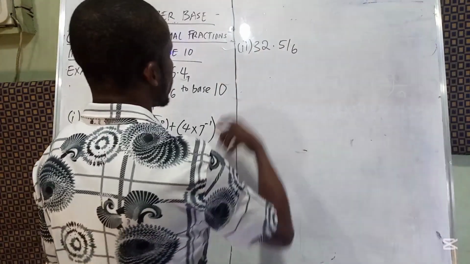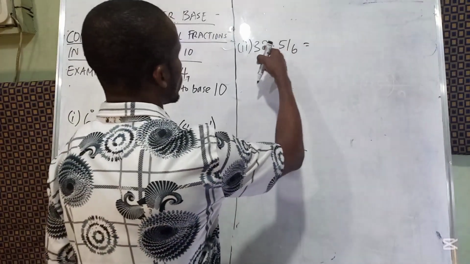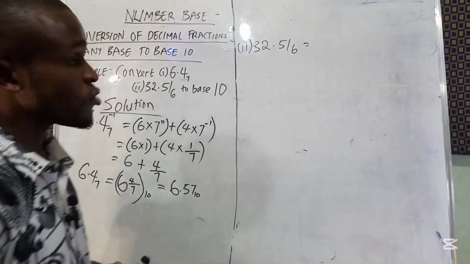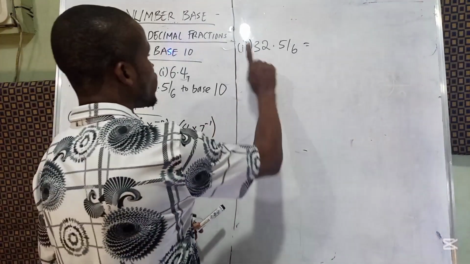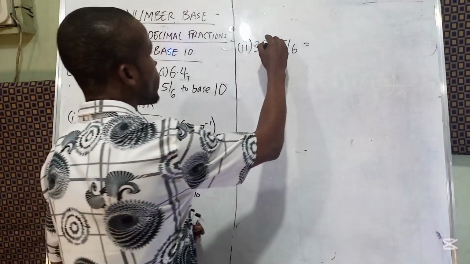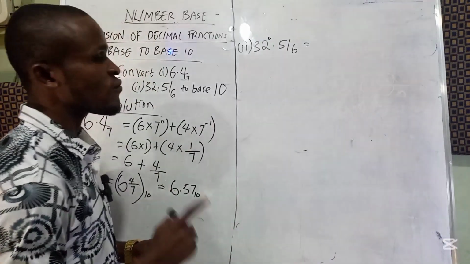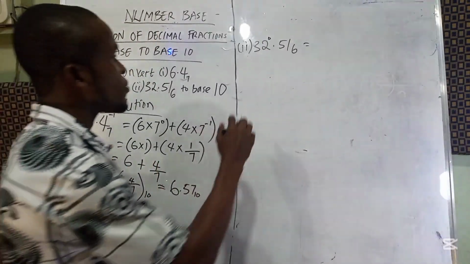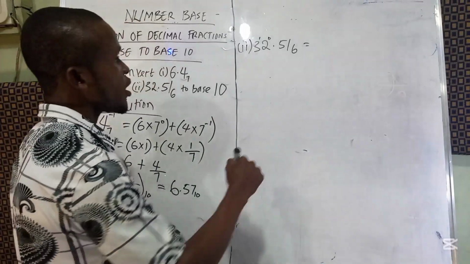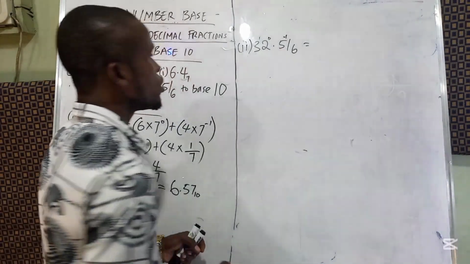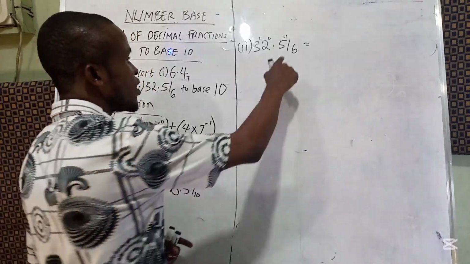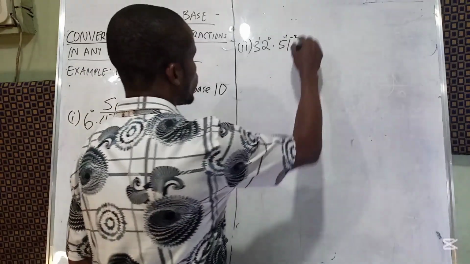Now applying the power of 0 for 2 and the power of 1 for 3, because the place value of 2 is unit, so we attach the power of 0. The place value of 3 is tens, so we attach the power of 1. All right. And the place value of 5 is tenth, so it has the power of negative 1. The place value of 1 is hundredth, so the power of negative 2.